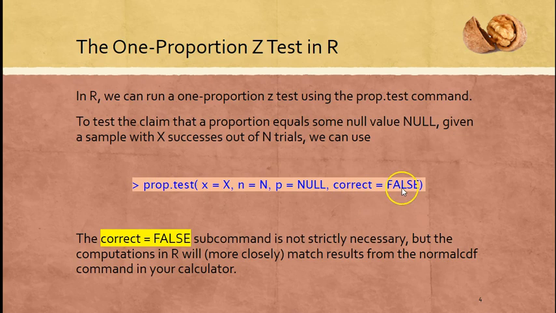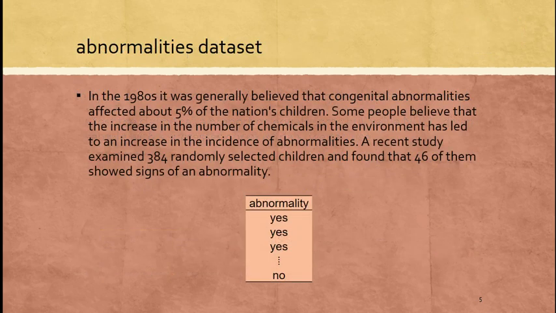The last part is optional. Technically, in order to get the answers that are closest to our calculator, the ones we've been doing for the lessons, we'd add this correct equals false subcommand inside there. It's not strictly necessary, but the computations in R will more closely match the results from the normal CDF command in our calculator. Alright, so let's try this out.